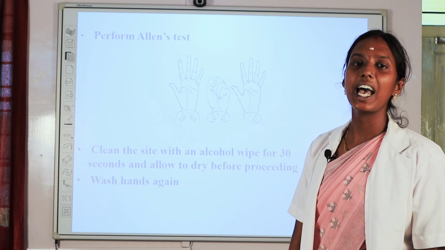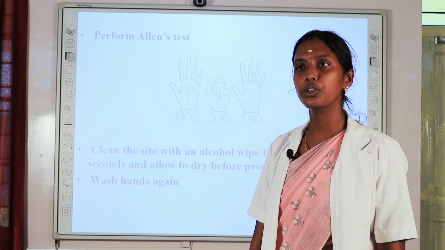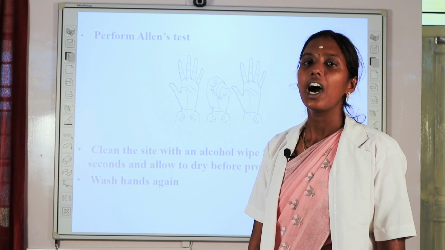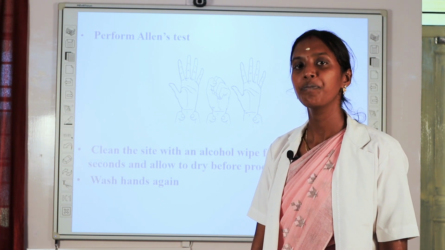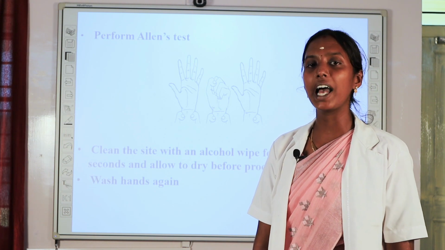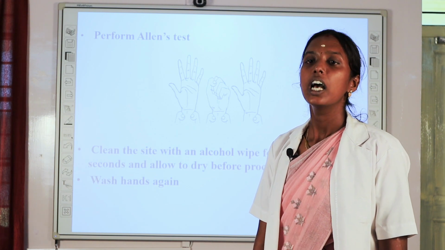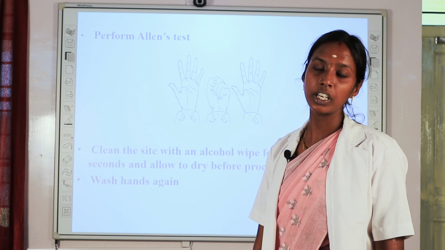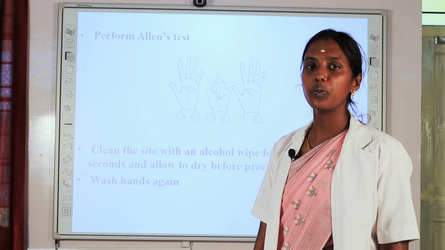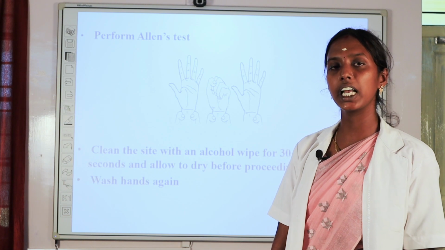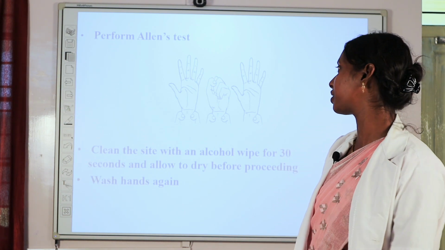Next, we perform the Allen's test. Allen's test is nothing but asking the patient first to close the fist tightly, and we occlude the radial artery and ulnar artery at the same time. After that we assess the blanching over the palmar region and the nail region. Then we ask the patient to open the fingers and we decompress the radial artery. You will see the collateral circulation occur for that patient.